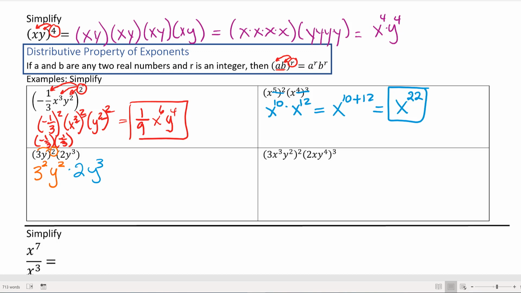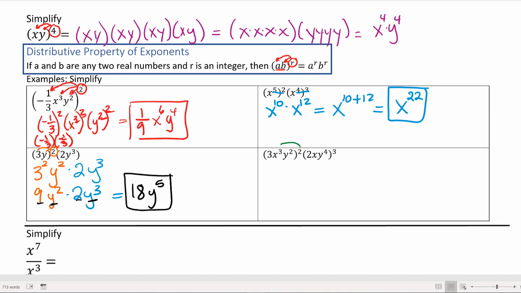And the orange, 3 cubed is 9. And the blue basically stays the same. Now when I put these two together, 9 times 2 is 18. y squared times y cubed, two bases and two exponents, we add to get y to the 5th.